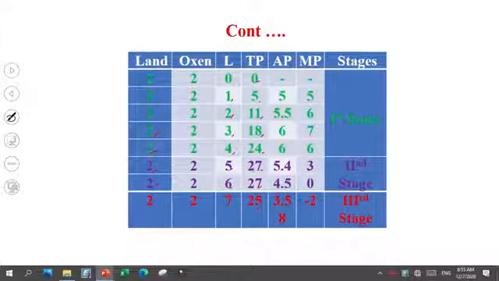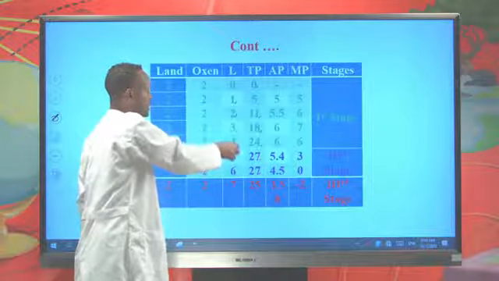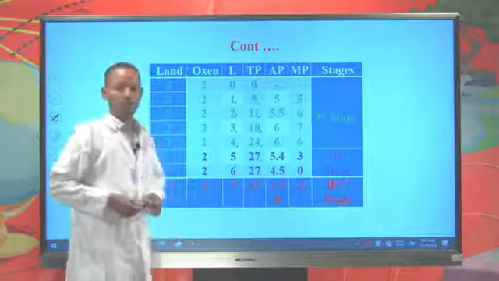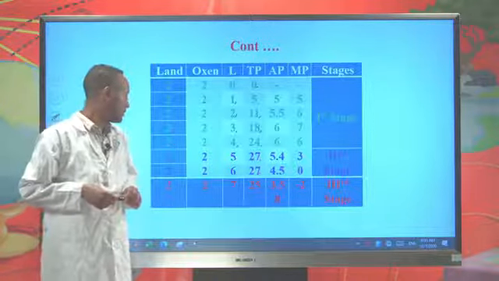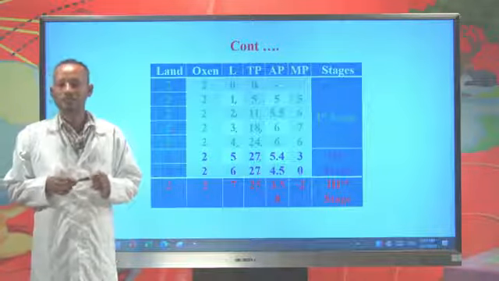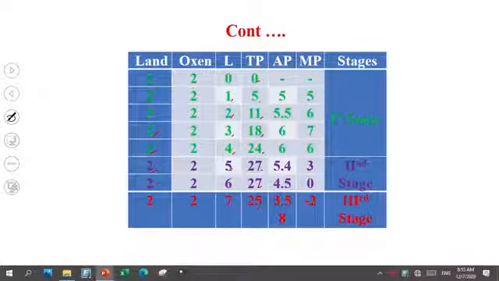But when we see the amount of labor employed, the total product of 0 labor is 0, and 1 labor gives 5 quintals, 2 labor gives 11, 3 labor gives 18, 4 labor gives 24, 5 labor gives 27, 6 labor gives 27, and the total product of 7 labor is 25. Hence, with the change in the amount of labor employed, there is a change in the total product. So, labor directly varies as the level of output varies. Hence, we can consider labor as the variable input.